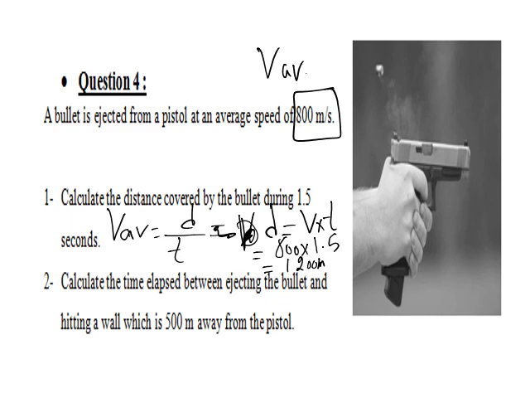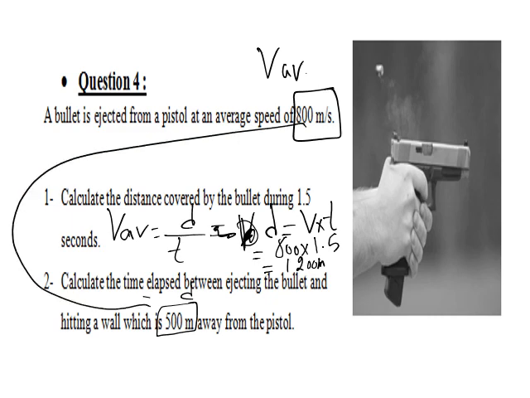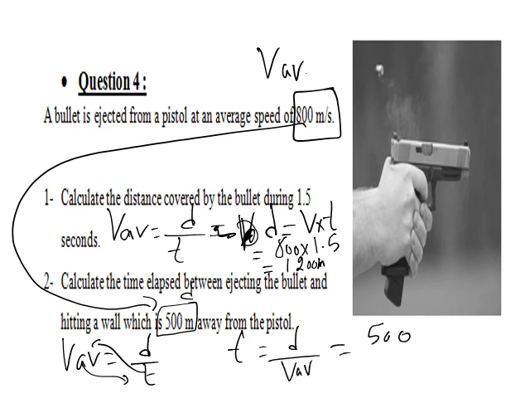Calculate the time elapsed between ejecting the bullet and hitting a wall 500 meter, this is D, away from the pistol. Okay, average speed, we have it here, you have to use it. So V average equal to D over T. I have to calculate time, so T comes here, V average down there. So T is D over V average. It's equal to 500 over 800. So it's going to be 0.625 seconds.